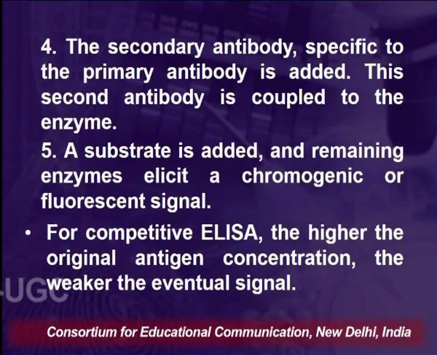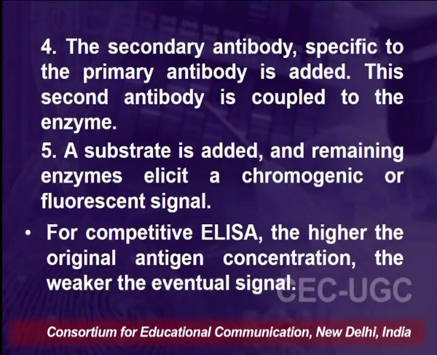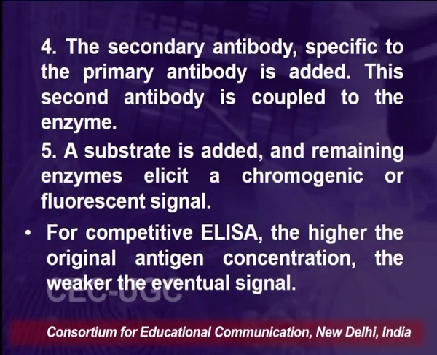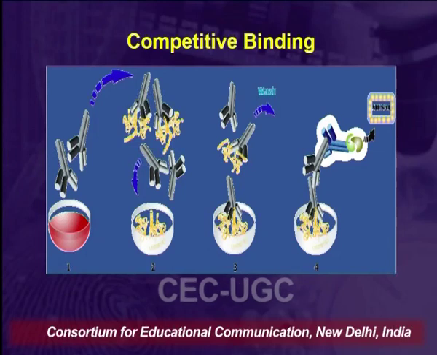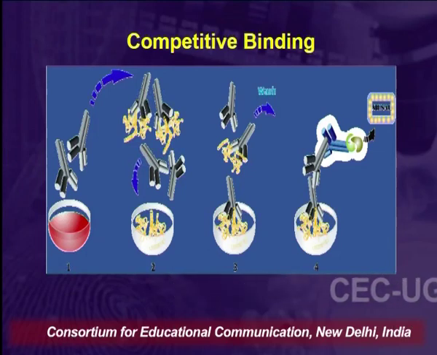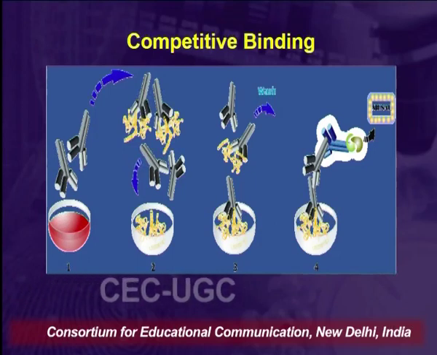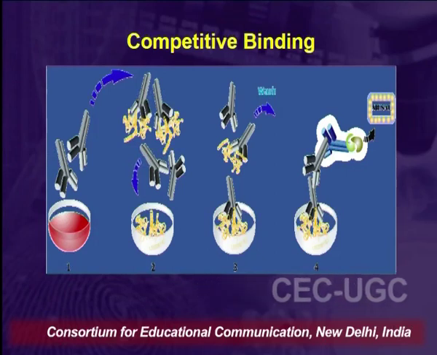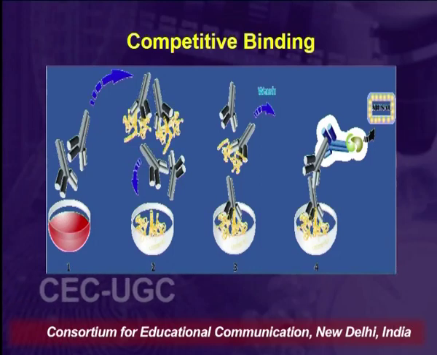In the next step, the secondary antibodies specific to the primary antibodies are added, and this second antibody is coupled to the enzyme. Then a substrate is added and remaining enzymes elicit a chromogenic or fluorescent signal. For competitive ELISA, the higher the original antigen concentration, the weaker the eventual signal. So, we see in the competitive binding, we add different types of antigens and antibodies, and if the antibodies are attached to the wall of the microreactor plate where the reaction is being conducted, then we wash away the excess antibodies which are not bound.